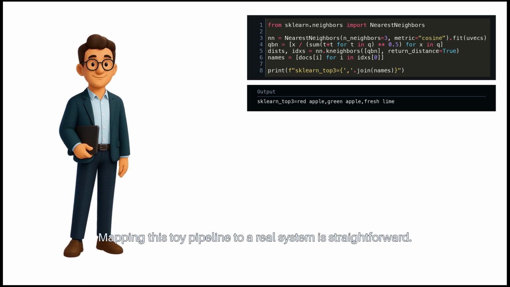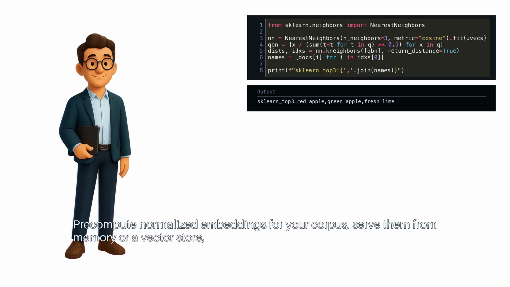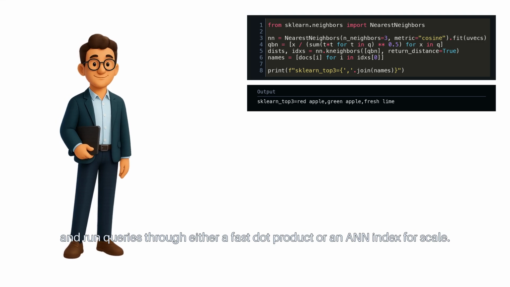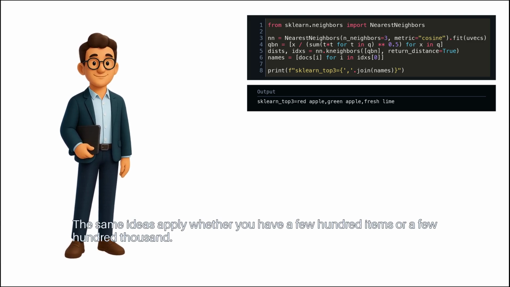Mapping this toy pipeline to a real system is straightforward. Pre-compute normalized embeddings for your corpus, serve them from memory or a vector store, and run queries through either a fast dot product or an ANN index for scale. The same ideas apply whether you have a few hundred items or a few 100,000.